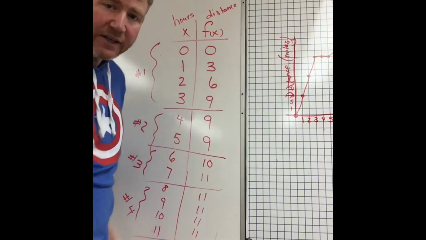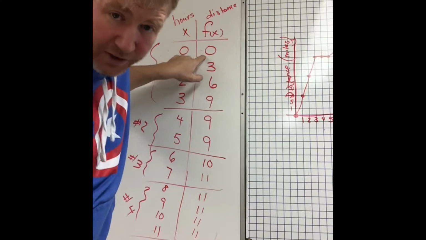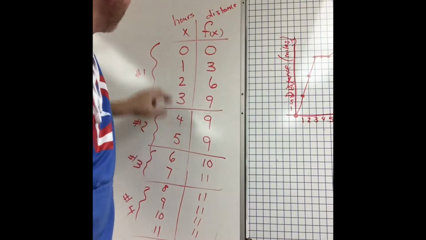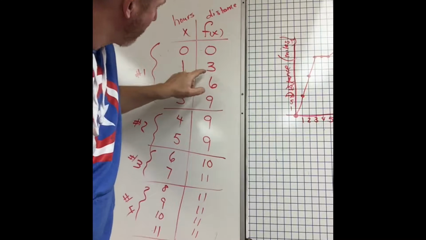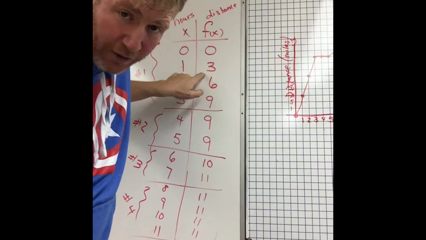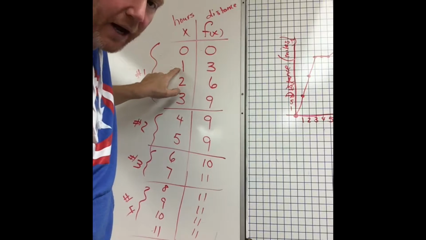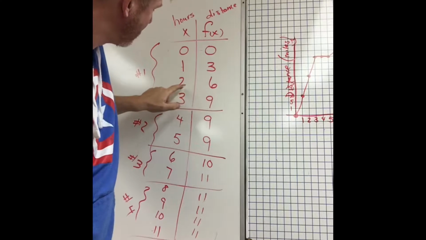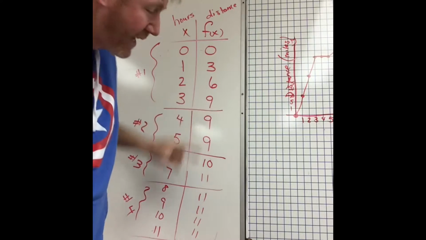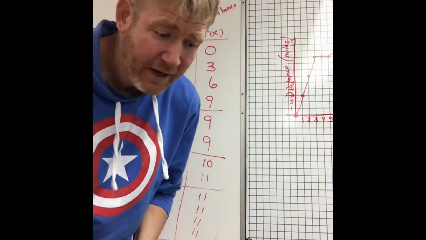0, 0 just means after 0 hours, I'm 0 distance away from my house. If I walk for 1 hour, I'm 3 miles away from my house. That's 3 miles for every 1 hour. So that means that's 6 miles in 2 hours, 9 miles in 3 hours. And at 9 miles, I've arrived at my destination.